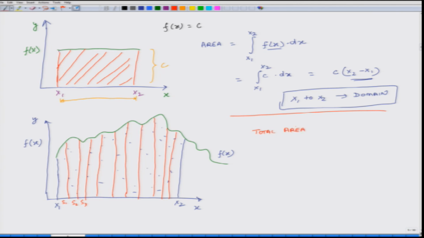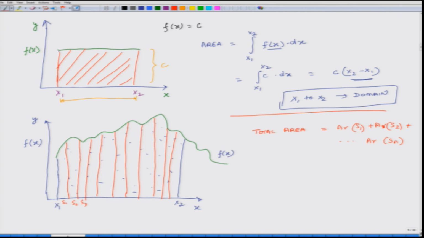Here also our domain is x1 to x2, it is a one dimensional domain. Total area will be area of S1 plus area of S2 plus area of Sn. So suppose I break it up into n slices, then the total area will be the area of each individual slice. So now if I have a way to figure out the area of each slice, then I can calculate this. So what is the area of the first slice?